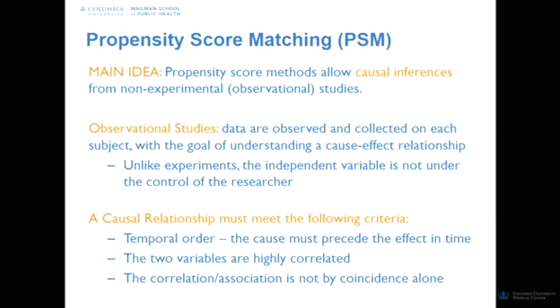A causal relationship does not only involve a very high correlation or a strong association between the variables, but it also involves a temporal component, meaning the cause must precede the effect in time, and a correlation or association that is not by coincidence alone. Causal inference pretty much assesses the response of an effect when the cause is changed. B is caused by A, and you want to see how the effect changes if A is also modified.